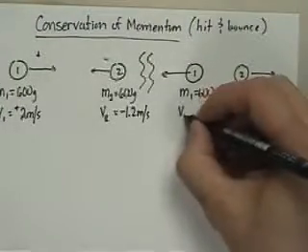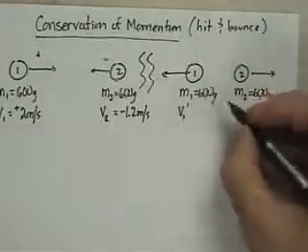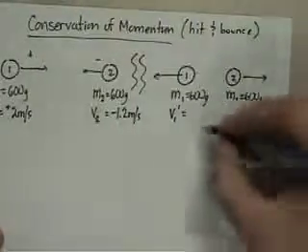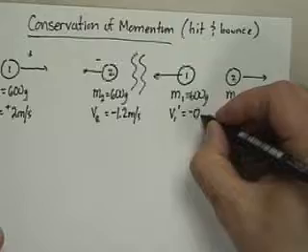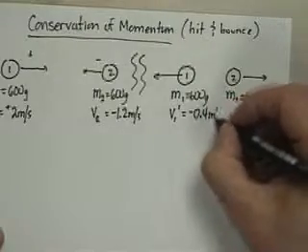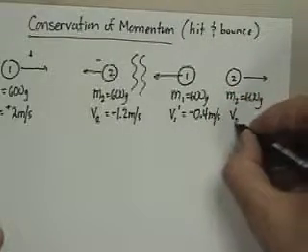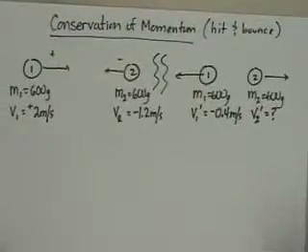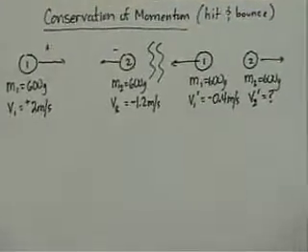My velocity 1 after the collision, the little dash above indicates it's after, I'm going to tell you that it's going to recoil at 0.4 meters per second, and what I want to know is what's my recoil velocity of V2. That's all the information that you're given.